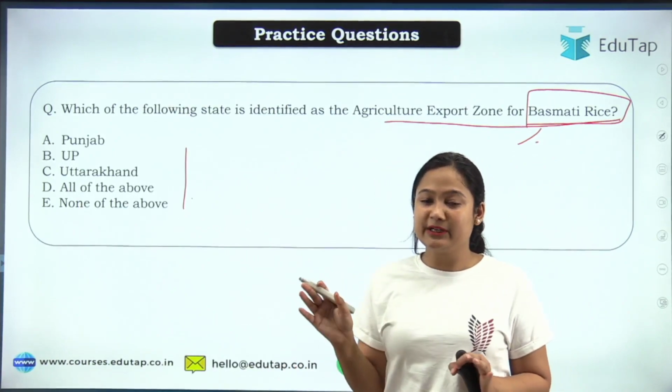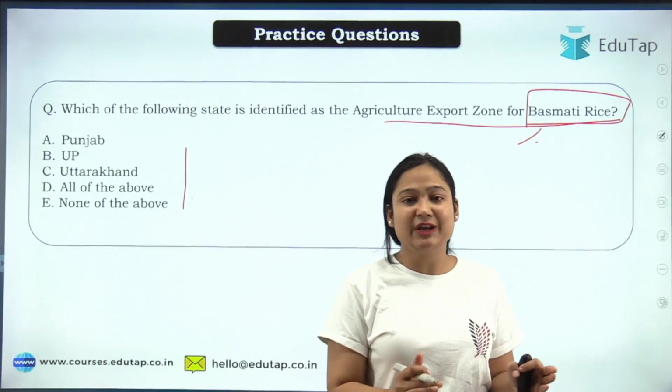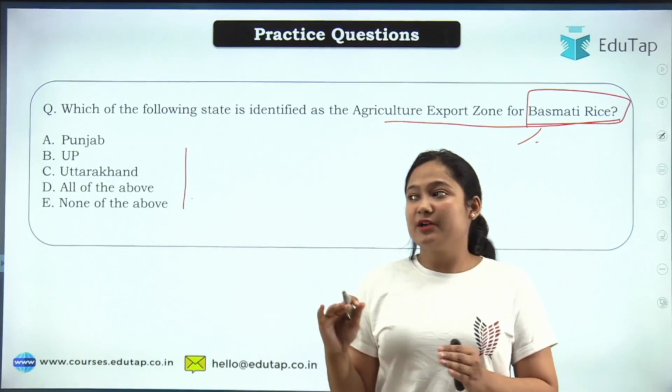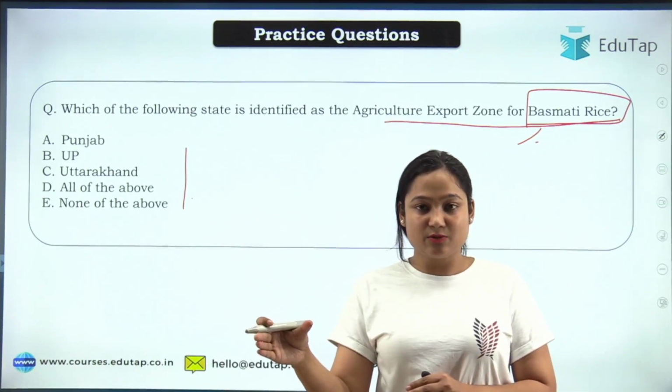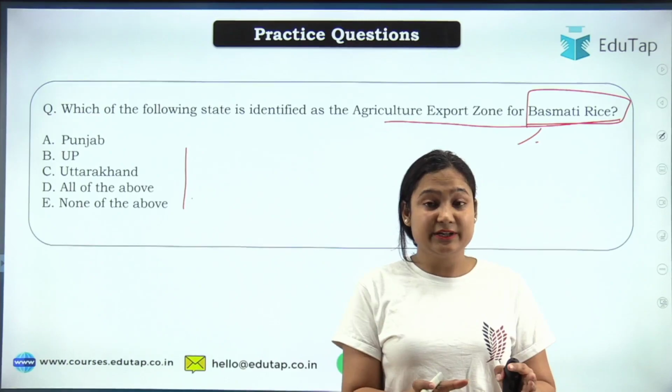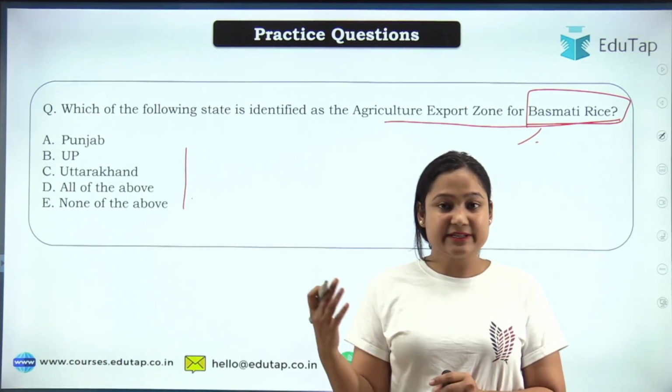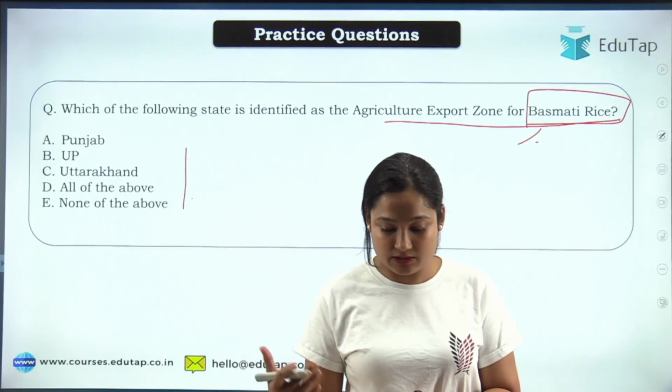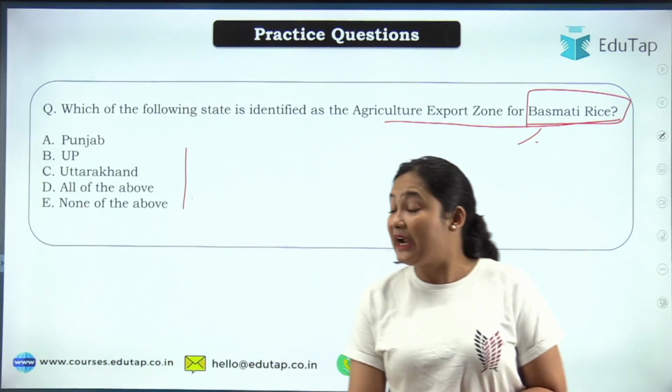Okay, and for remembering the agriculture export zones, you'll have to revise, and you can also connect the agriculture export zones to the climatic conditions, so that will be easy to remember. Where basmati rice is more, of course they will try to export it. Okay, so that was it.